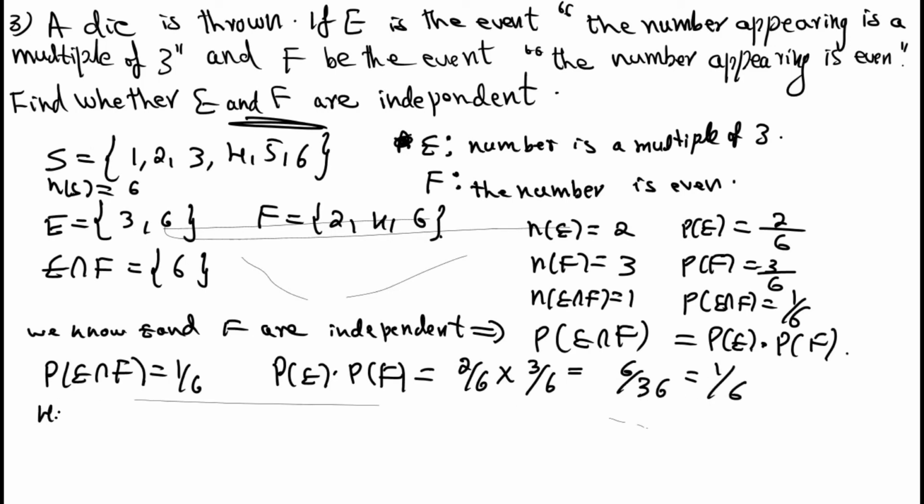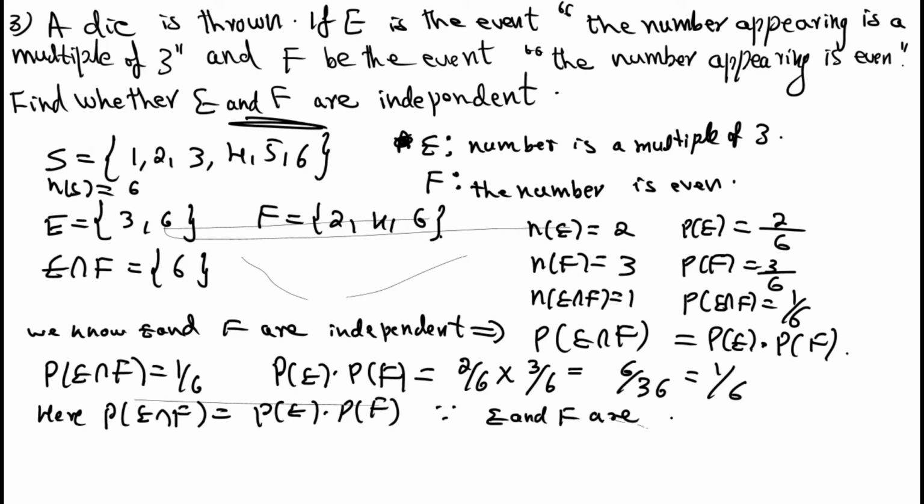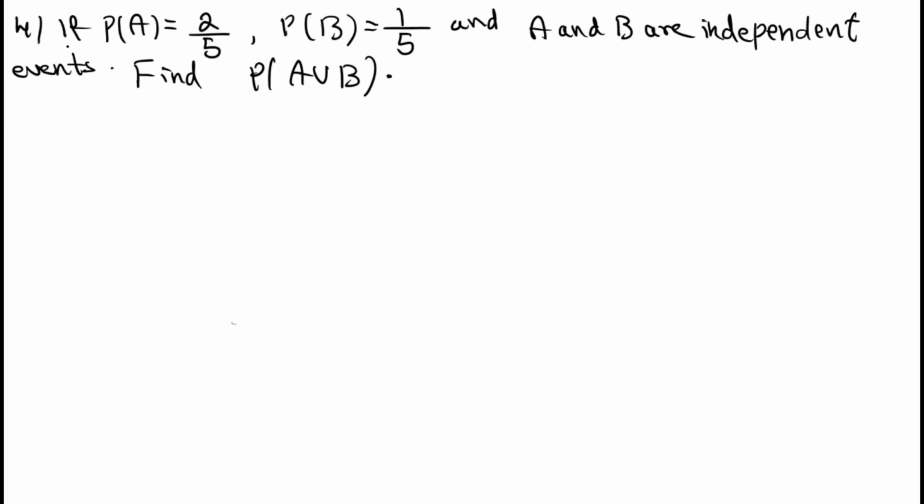Here, probability of E intersection F is equal to probability of E into probability of F. Therefore, E and F are independent events. Just use this condition to verify whether the events are independent or not. Okay, this is the next question.